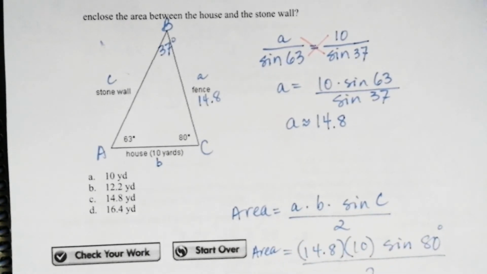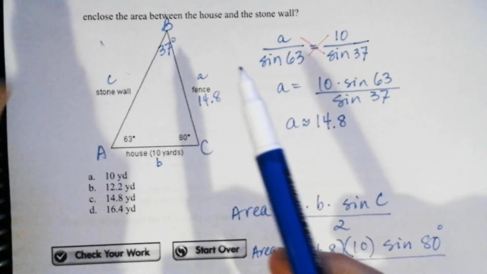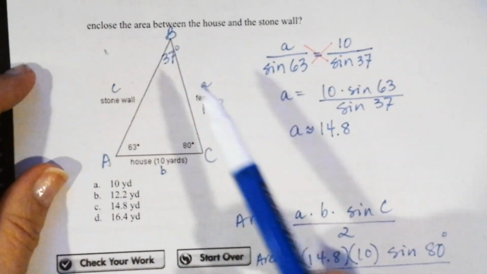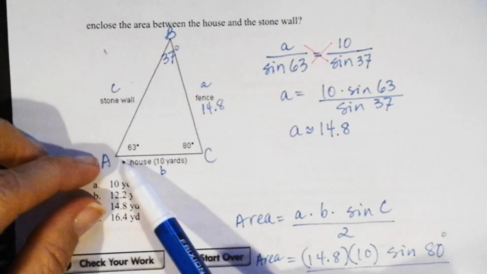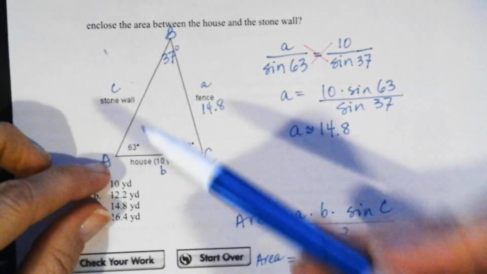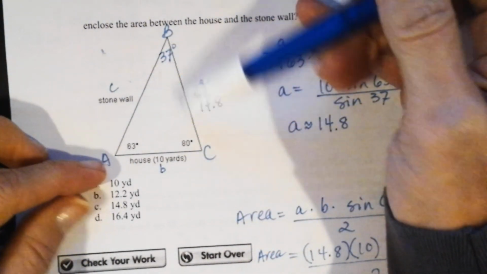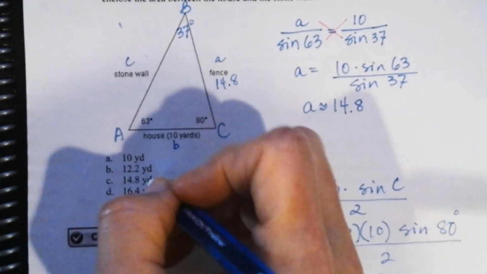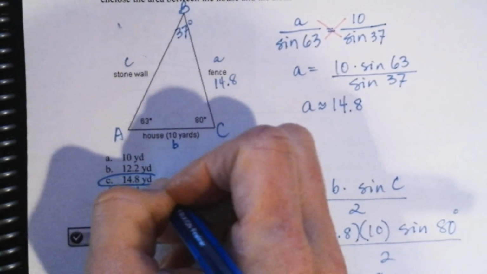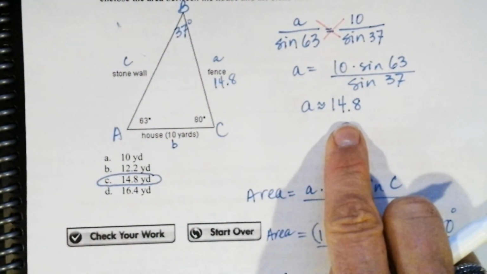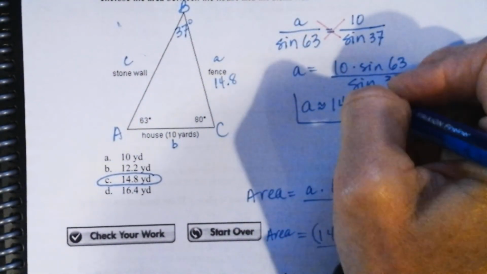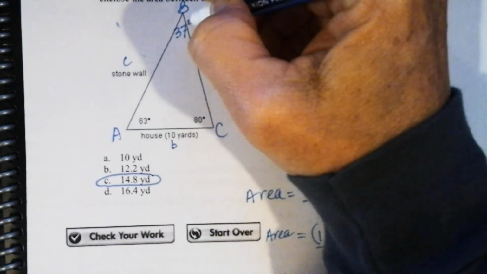That's okay. To enclose the area between the house and the stone wall. So here's the house, and here's the stone wall, which means this is fence. Oh, so all I needed to do was find 14.8. I did too much. That used the law of sines. That's your answer. Okay, good practice.